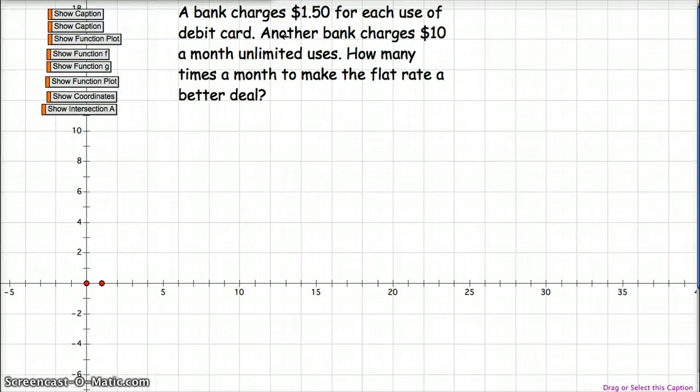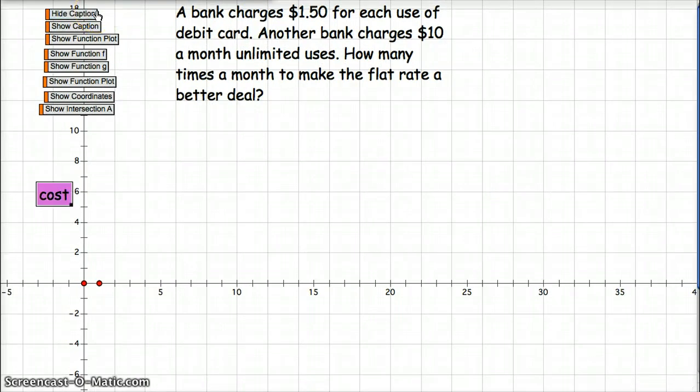Okay, so let's take a look. First thing I want to do is label my axes. Well, again, uses and costs. What depends on what? Well, what do I have to do before I get charged? The first thing I have to do is use my debit card, and then I get charged. So what comes first? The uses comes first, and since the uses comes first, cost comes second. Uses is independent, and costs are dependent. Okay.